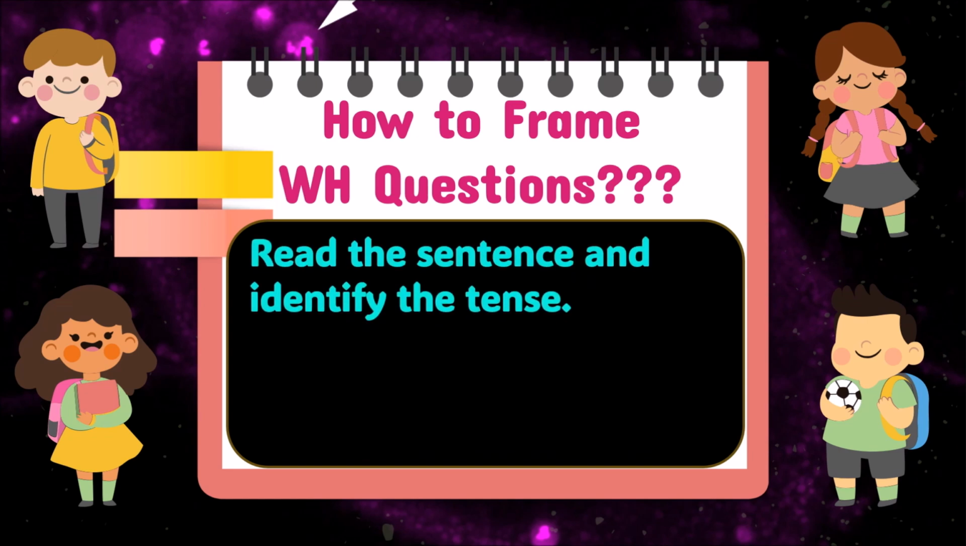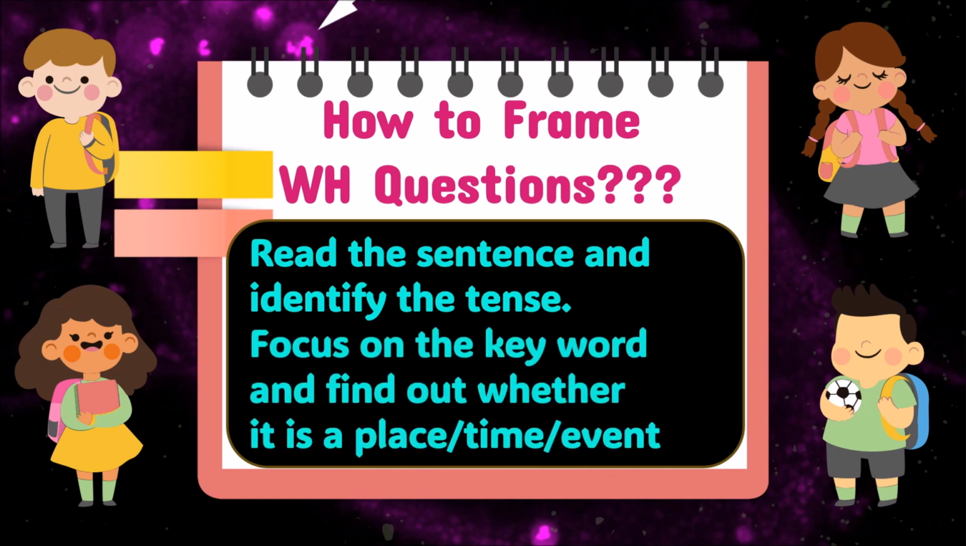So the first idea is, when you get the question, you have to read the sentence, identify the tense, focus on the keyword, and find out whether it's a place or a time or an event. If it's a place, you will ask the question with WH, especially where. If it is time, it is when. If it is an event or thing, it's what. And if it's a purpose, you have to ask the question with why.